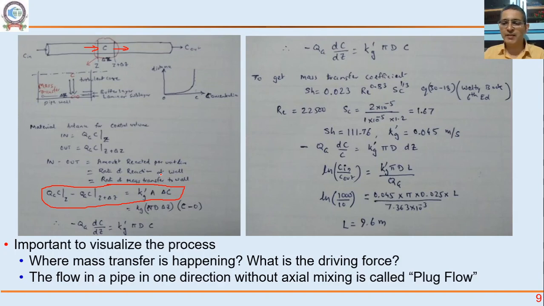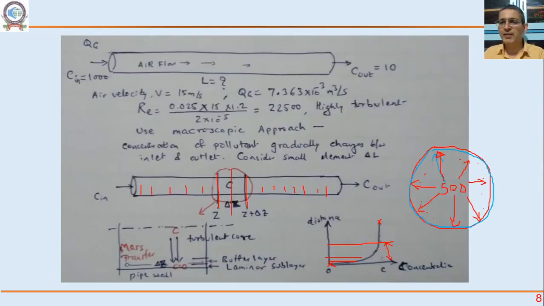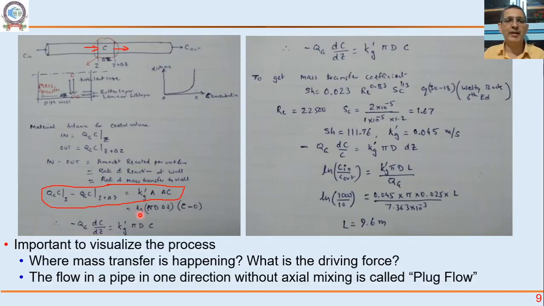What is the surface area? Surface area is this surface area, where the mass transfer is occurring. Pi multiplied by d, that's the perimeter, multiplied by delta Z, times C minus 0. Okay, so you get minus Qg dC by dZ is equal to kg prime pi d into C. Integrate. Straightforward. How do I get kg? Macroscopic approach. So I have to use some kind of equation.